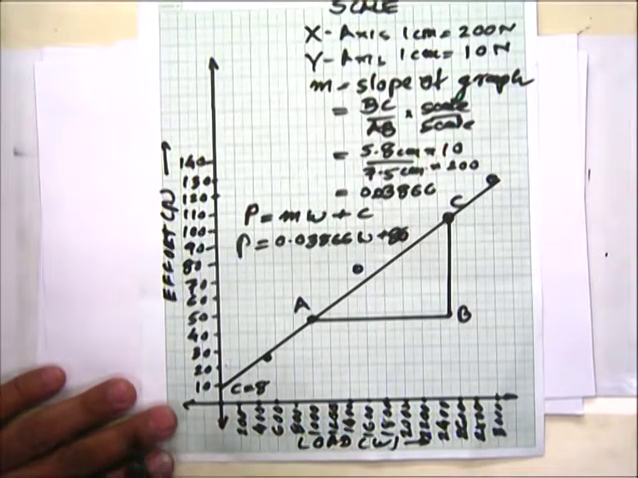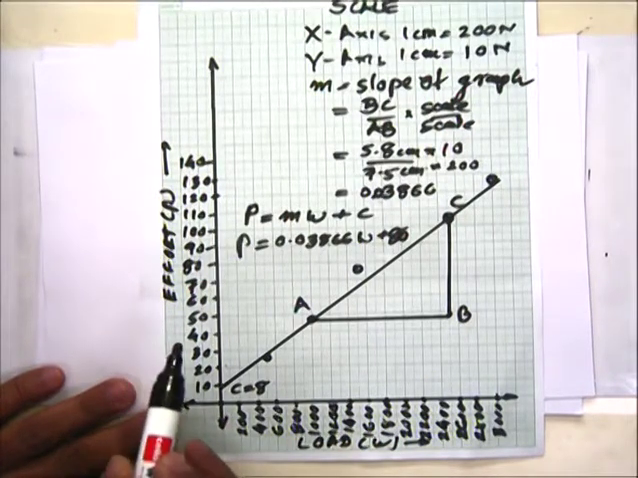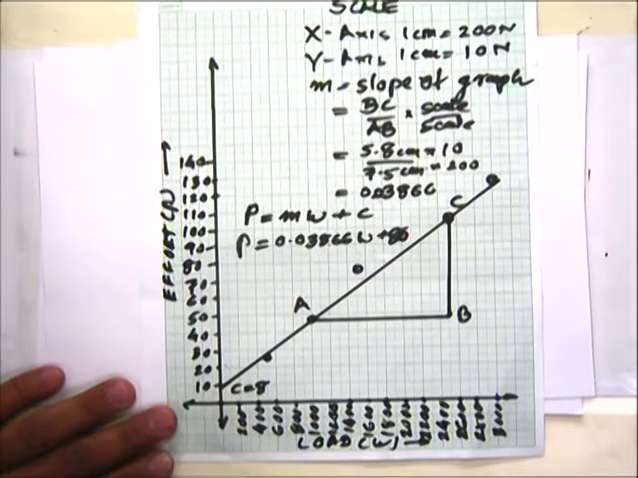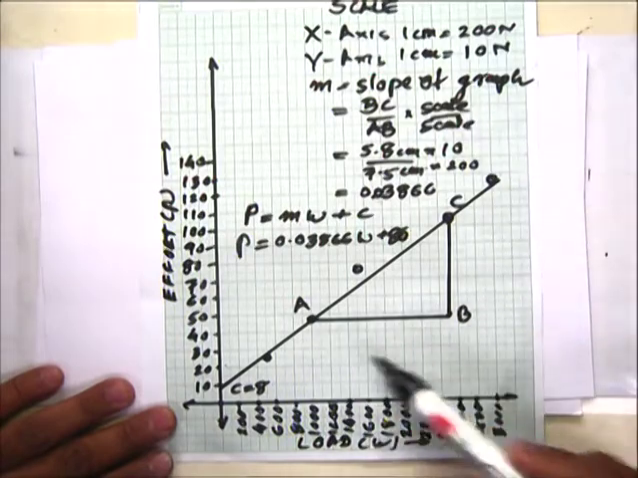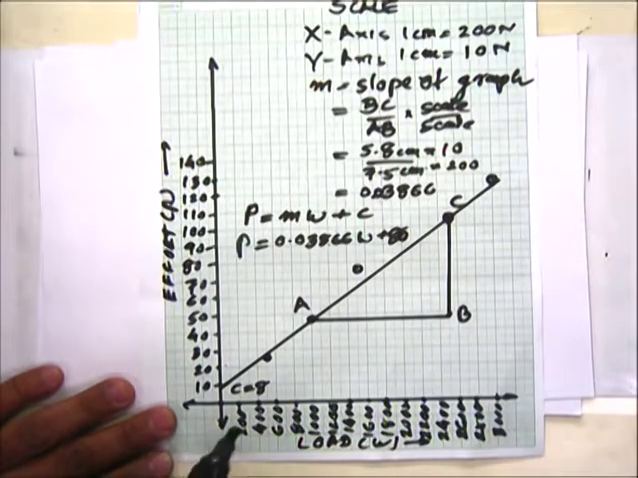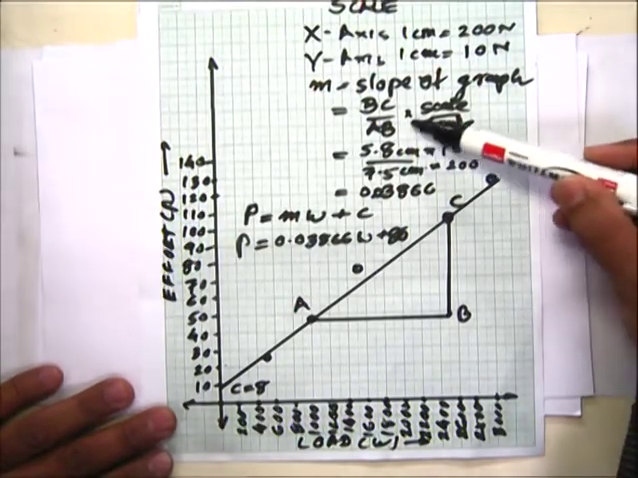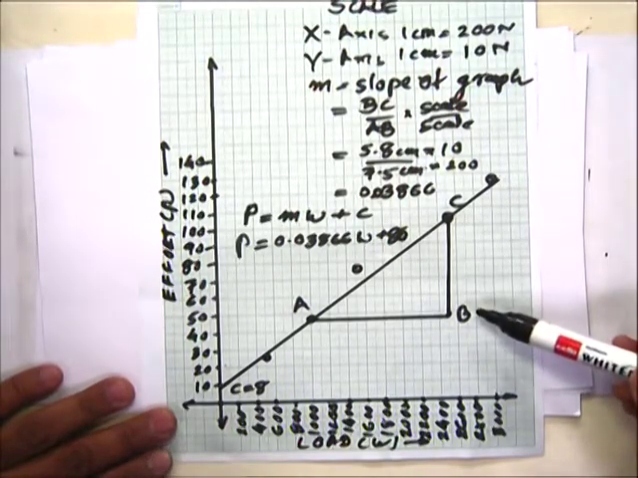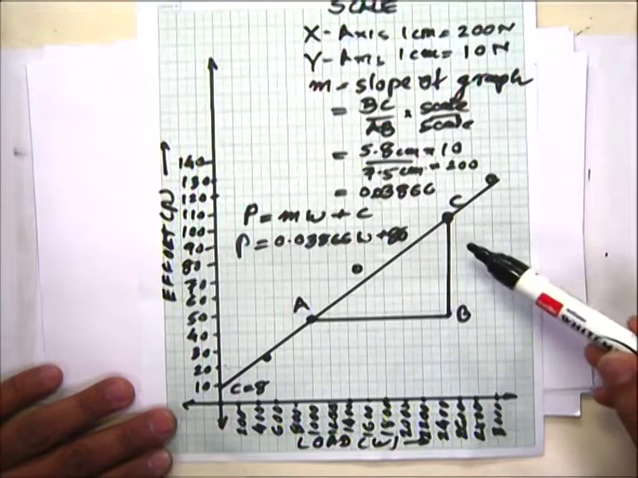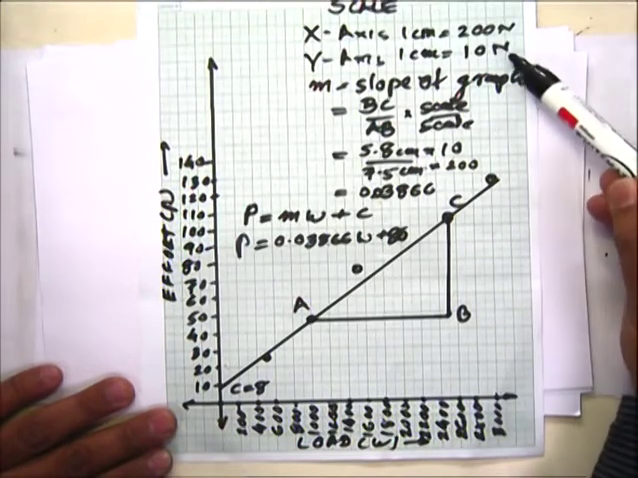Now we also need M. For that purpose we say P is equal to MW plus C, and we need to find M. M is nothing but the slope of the graph. Here we have taken two points, A and C, and we are taking the slope of the line on these two points. So M is equal to BC upon AB into scale. Here BC is a vertical distance measured on the graph, that is 5.8 centimeter, and the scale taken on the y-axis is 10 Newton.